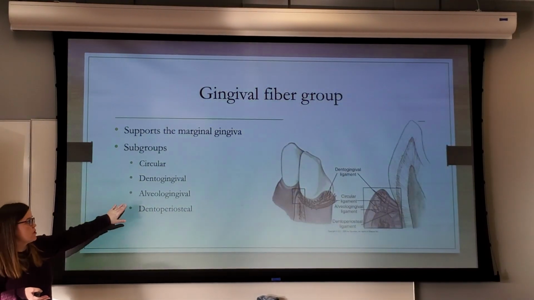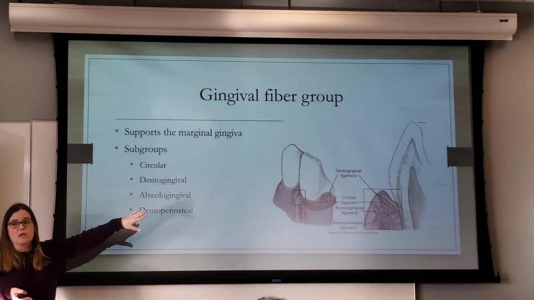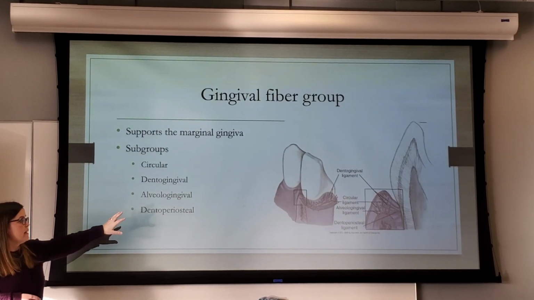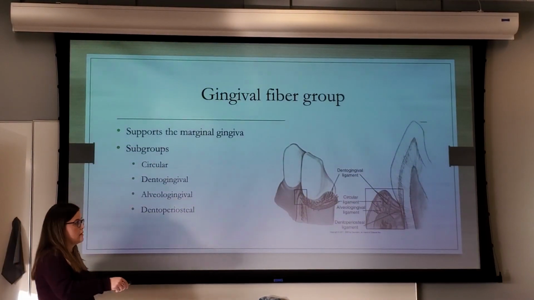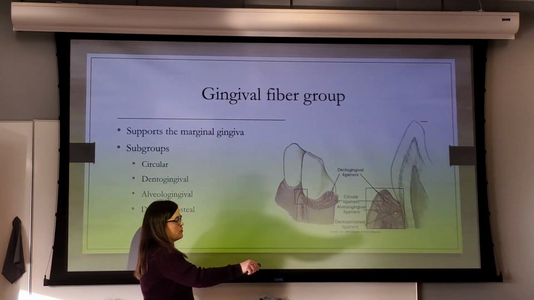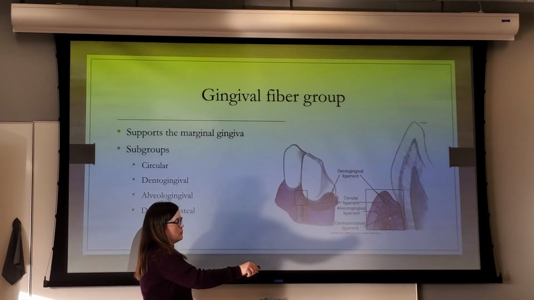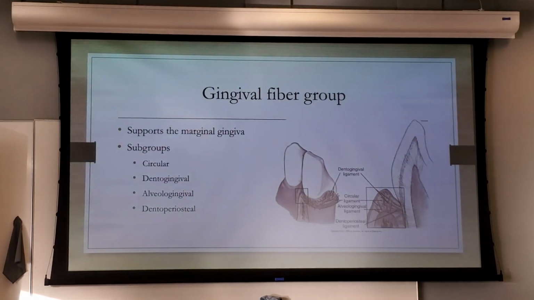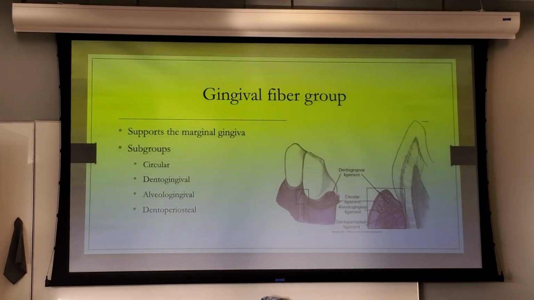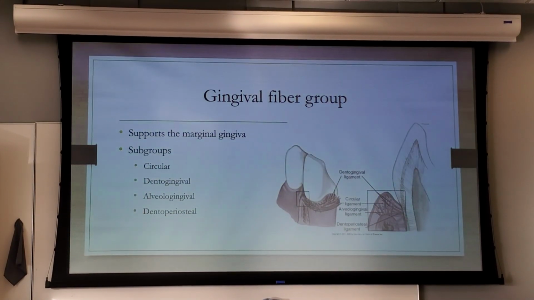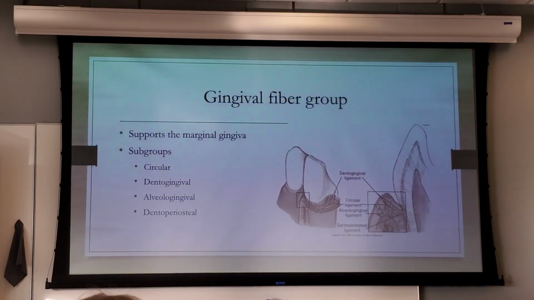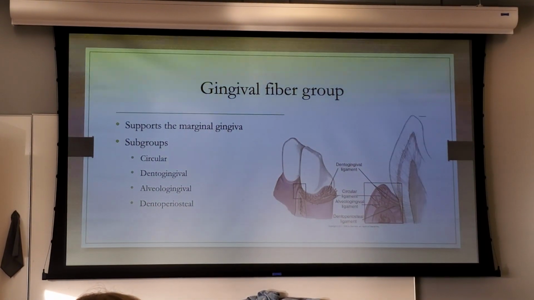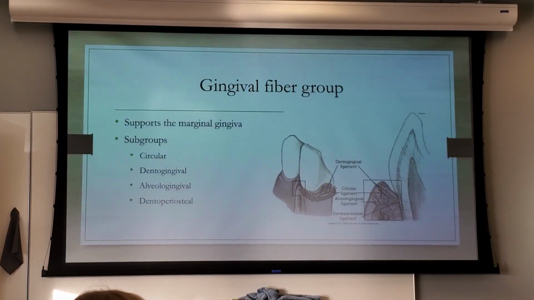The alveolar gingival, so it's going from bone to gingiva. And then the dental periosteal, okay, is going from the tooth itself to kind of the alveolar bone. And so you just take the words and break them up, and they should be able to tell you their location. But just remember, we do have it within our tissue because it is an important part of our shape of our tissue and the health of our tissue.